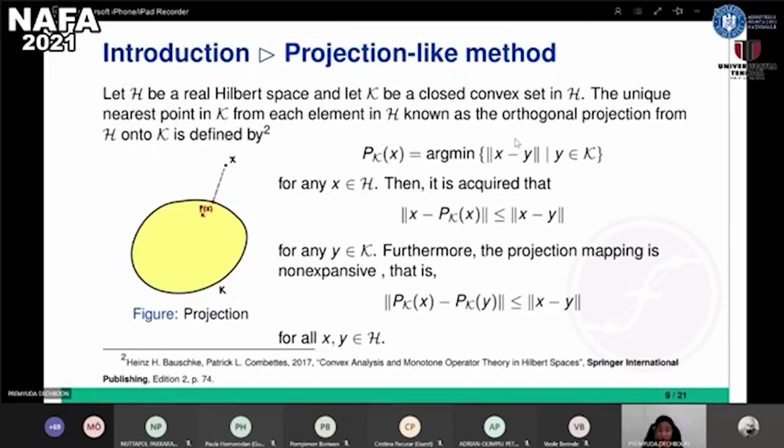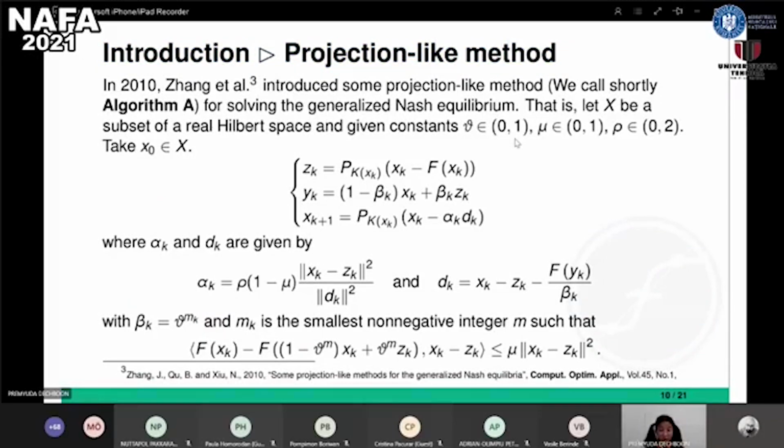And in this work, we consider the real Hilbert space H, where K is a closed convex subset in the Hilbert space H, and the projection that we use is the orthogonal projection, which is considered as this definition. And this one is the usual property of the projection. In 2010, Professor Chang introduced a projection-like method. We will call this one algorithm A for short.